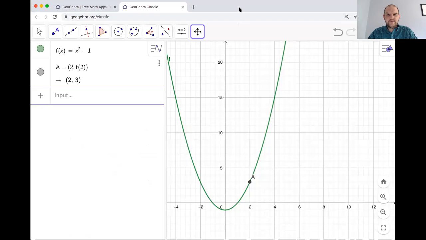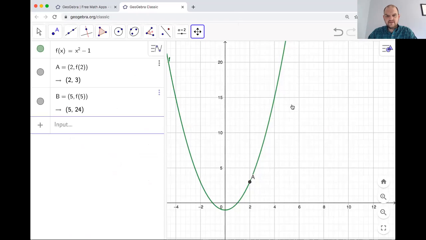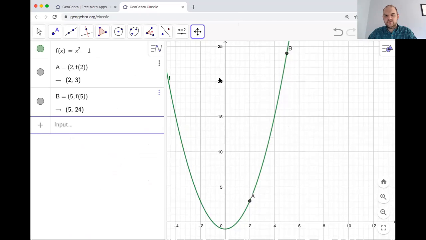But here's Geogebra, and I've set it up. So I have the function f of x is x squared minus 1. And I have the point 2, f of 2. So it's right here. And then what we're doing is we're finding, so like 5 comma f of 5 is this. And you can't even see it. Let me move this. Now you can see them both, right?